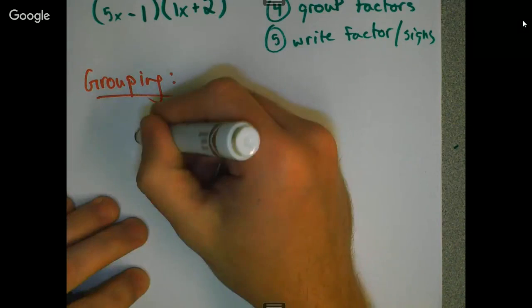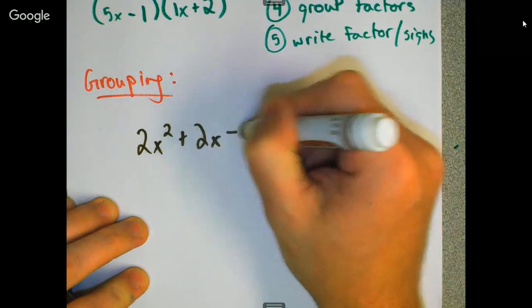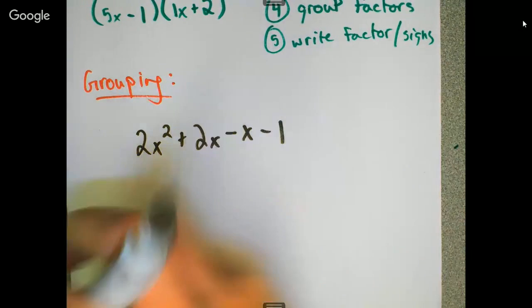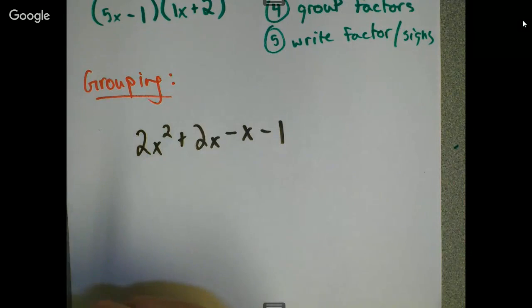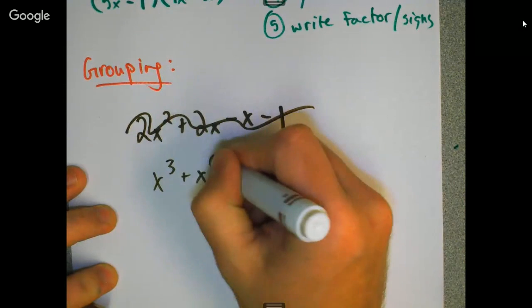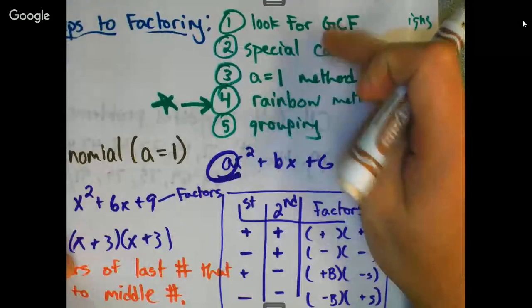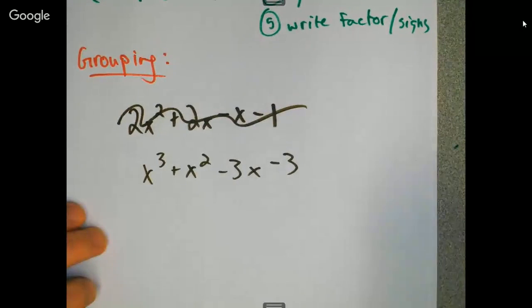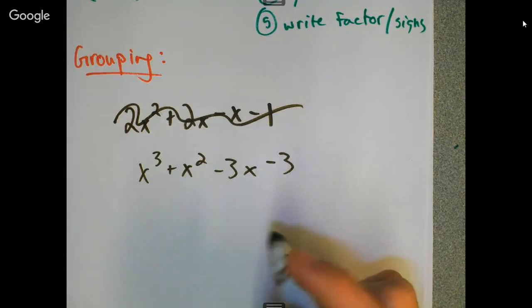So let's look at one real quick. So you've gone through all other trials of factoring, and then you come down to this one. Actually, I don't want that one. Bad example. So you've looked through all of these trials, and you can't do any of those. So now we've got grouping. You also notice that you have 4 terms. That's also a key that you are going to group.